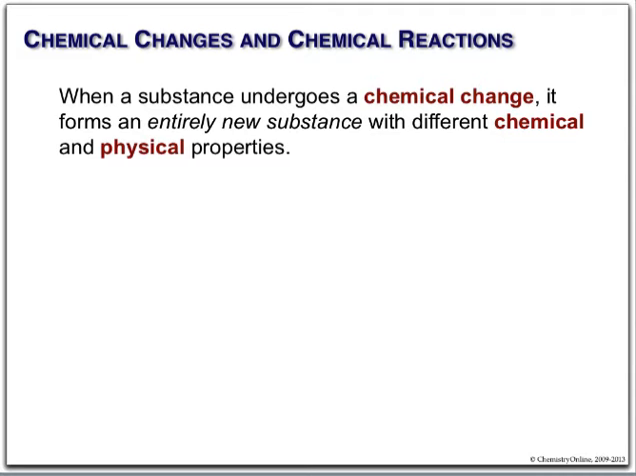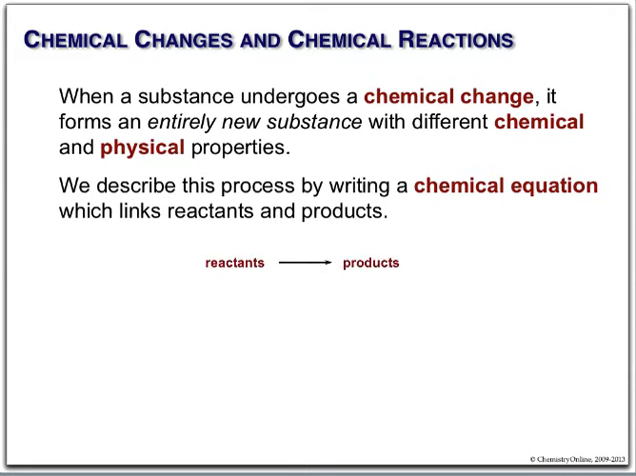We describe a chemical change using a reaction arrow. In a reaction arrow, we link reactants and products. We'll talk about this when we do reactions, but a reaction arrow has the same properties as an equal sign. We must have the same numbers and types of atoms on both sides.